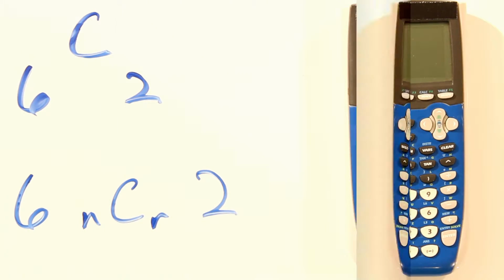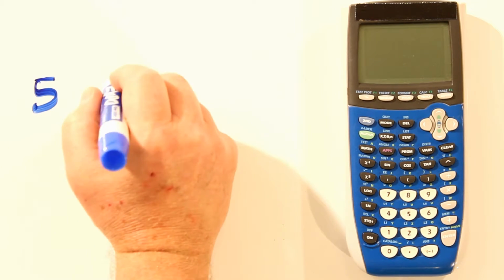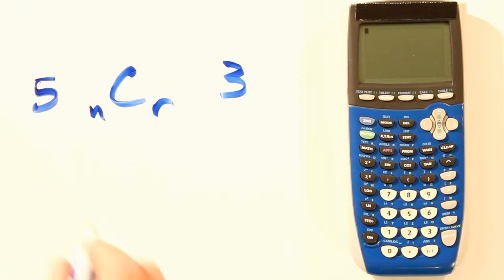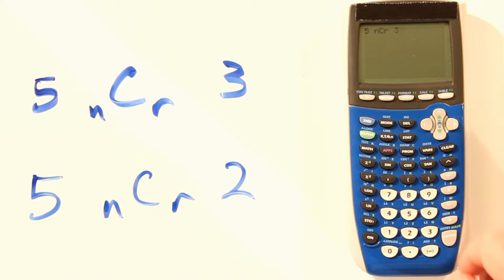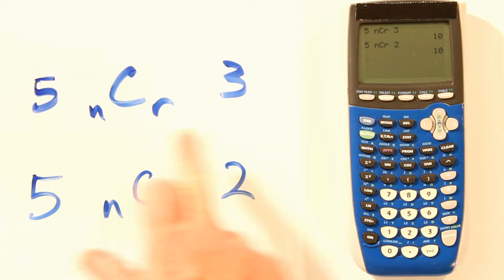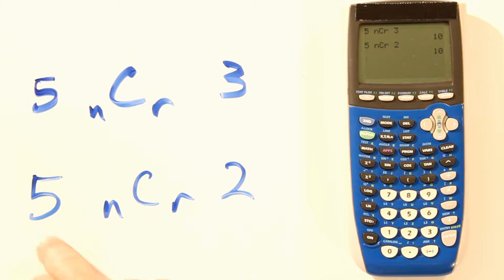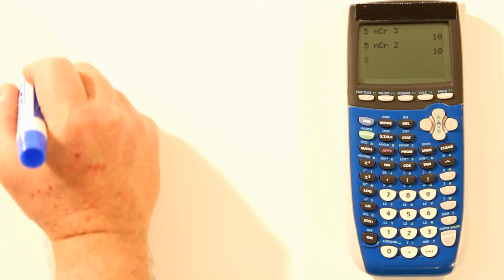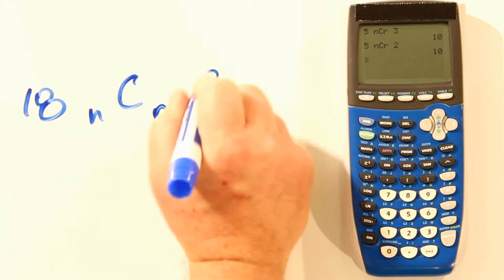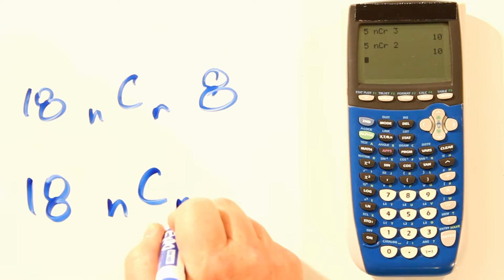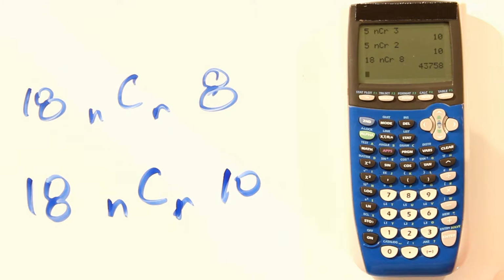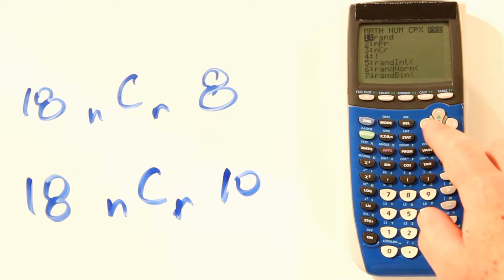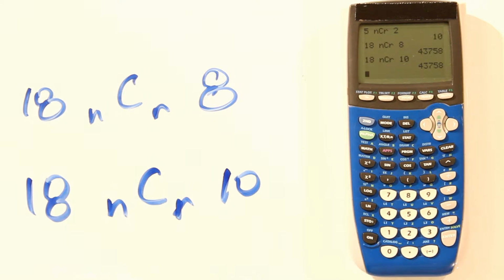The second thing I want to point out is that if you have 5 nCr 3, it's equal to 5 nCr 2. Let me show you why. 5 nCr 3 is 10, 5 nCr 2 is 10. The combination of 5 things taken 3 at a time is the same as the combination of 5 things taken 2 at a time. If I said 18 nCr 8 or 18 nCr 10, these would be equal. 18 nCr 8 is 43,758. 18 nCr 10 is 43,758.